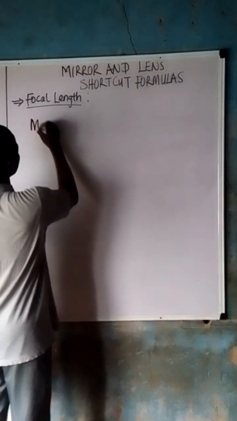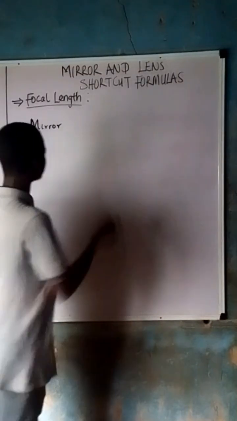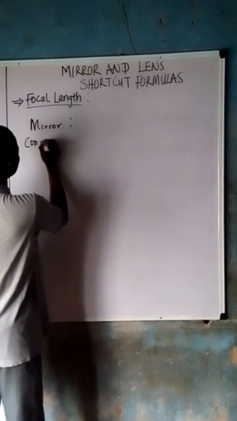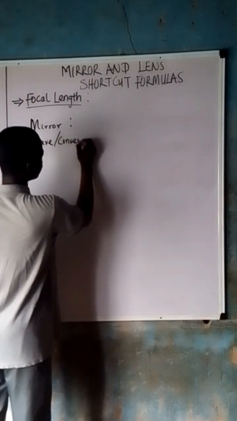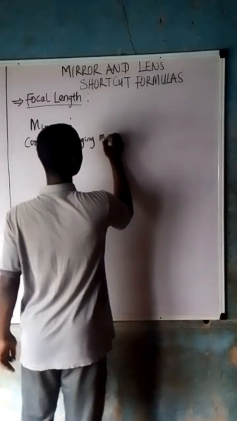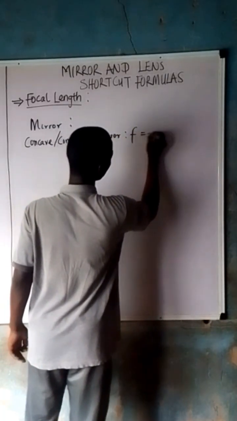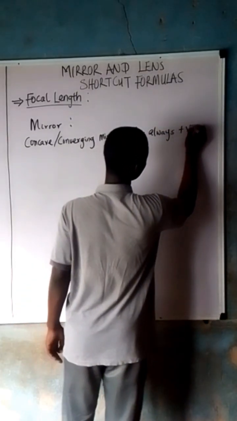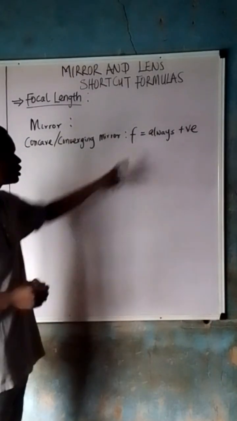Now we said mirror and lens, and we know that for mirror there are basically two types. We have the concave, or what we call the converging mirror. So follow me through as I walk us through this formula. The concave or converging mirror, take note, its focal length is always positive. All these things are very, very important. Focal length is always positive.